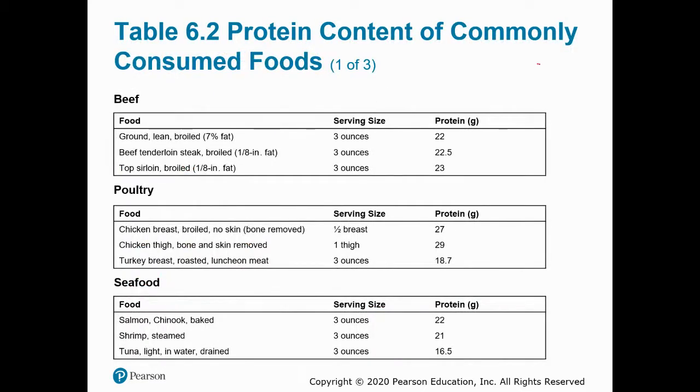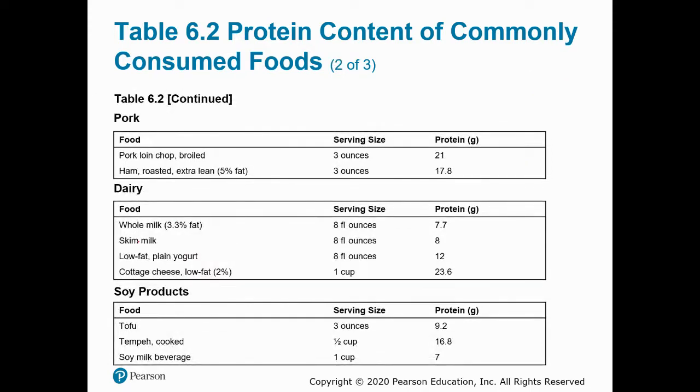These would be helpful charts if you're interested. Again, this could be another thing you do for your diet analysis, to check to make sure you're getting adequate protein. Even consider including some plant sources of protein to reduce your saturated fat and cholesterol intake. So you've got beef, poultry, seafood here, pork, dairy, and then down here you have soy products.